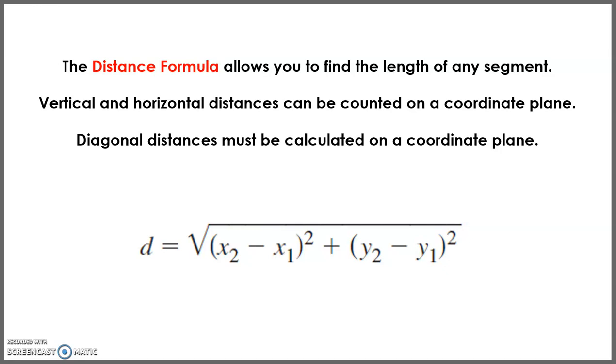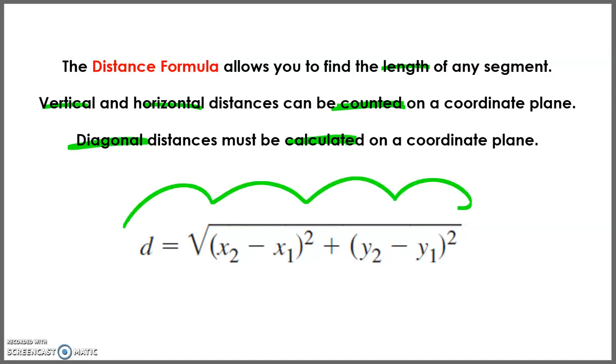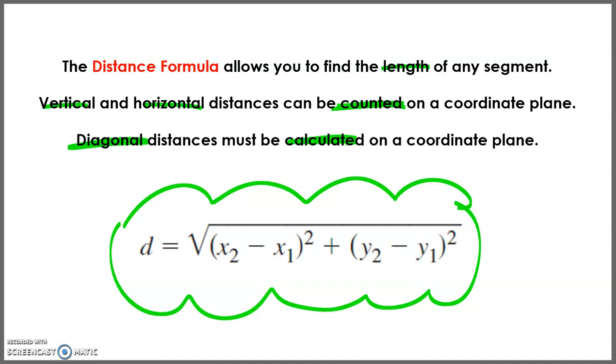Okay, the first thing that you need to add into your notes is the distance formula. The distance formula allows you to find the length of any segment. Now, keep in mind, vertical and horizontal distances can just be counted on a coordinate plane, but diagonal distances are going to have to be calculated. So, we're going to do those calculations with this distance formula right here.